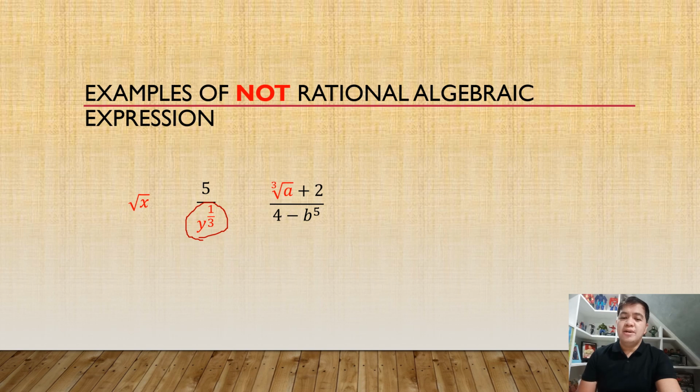So, una, dalawa lang naman sila, no? Kapag yung variable ay nasa loob ng radical sign, at pangalawa, yung variable ay naka-raise sa fractional exponent. Okay, for number 3, meron siyang radical sign, yung variable. For number 4, may radical sign ulit. And for number 5, may fractional exponent siya. So, those are examples of not rational algebraic expressions. Sana malinaw po yun, ha?